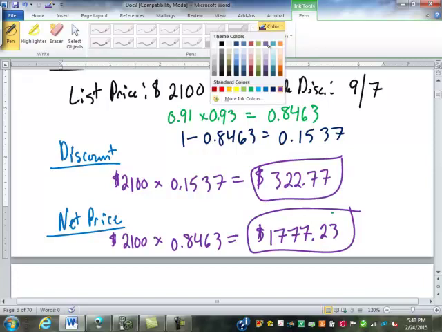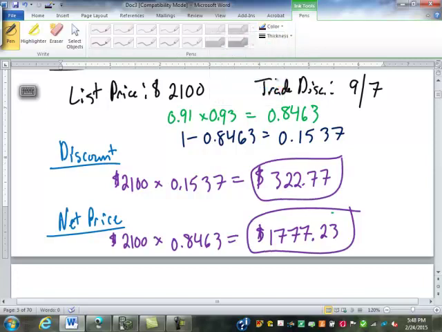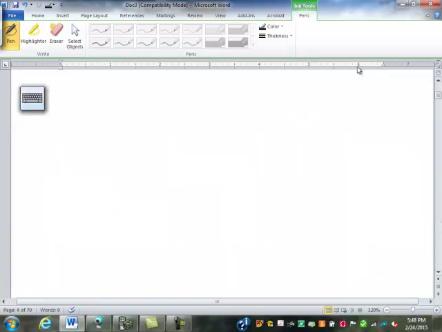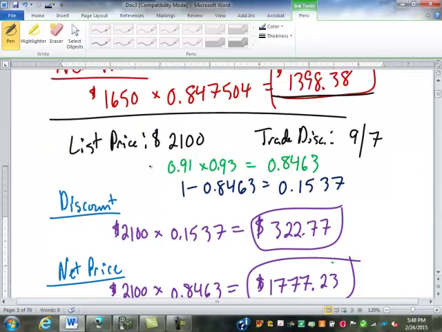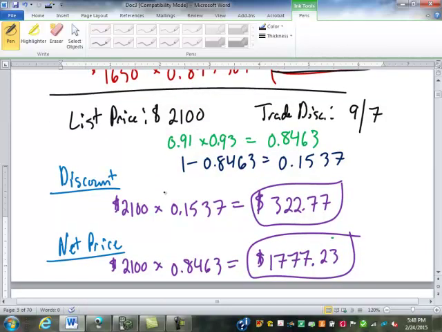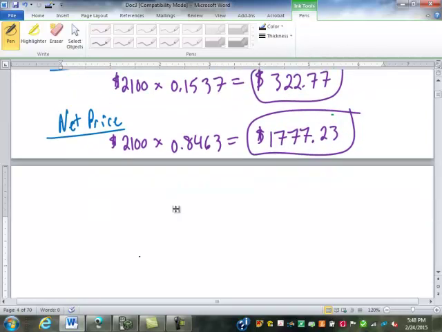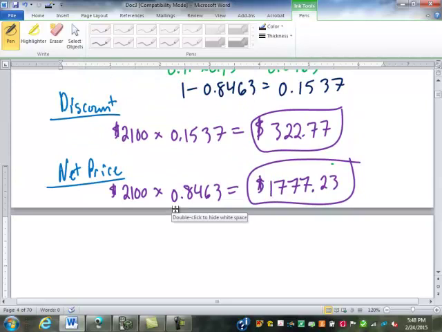What do you think? Yes, sir. How come when you add those two together, they don't add up to 2,100? They should. They don't. They should. Mine added up to 2,100. What was the last one? 1777.23. Does it work better? Okay. Sometimes it is a couple pennies off because there's round off errors, but usually it should come out.